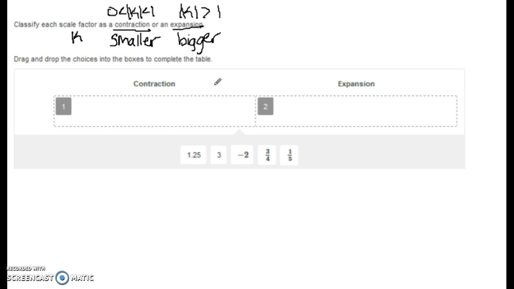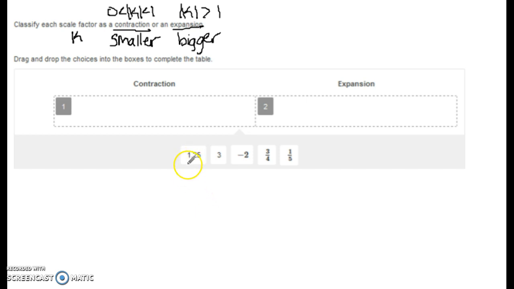A negative scale factor does not necessarily make it get smaller. What a negative does when you do a scale factor is it changes the orientation. So we'll look at that more in a minute, but for these purposes, we're just looking to see if the absolute value is greater than 1 or between 0 and 1.